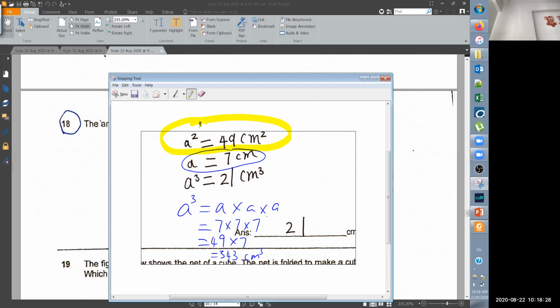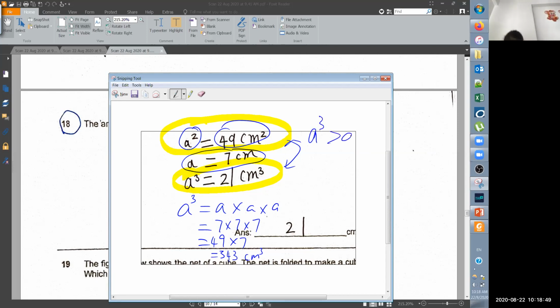And by the way, I hope you already realize it doesn't make sense. A squared is already 49, right? So how can a cube be 21? Just look at it and it doesn't make sense. A squared is already 49. So I am assuming a cube is more than a squared. So how can your a cube be 21 and a squared is already 49? Okay, if you just look at it, it doesn't make sense.